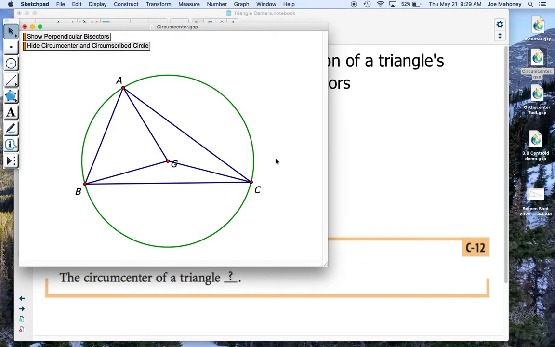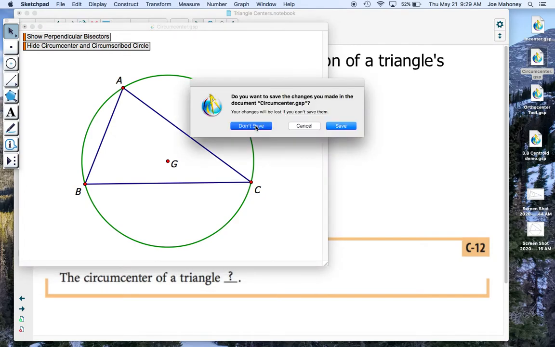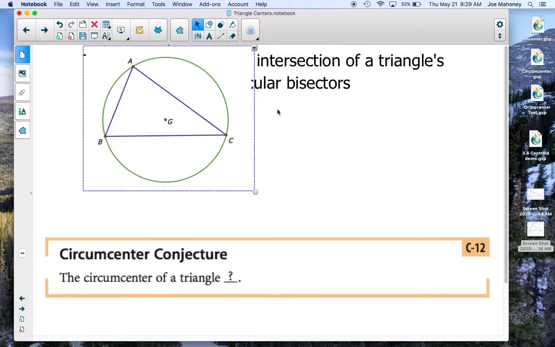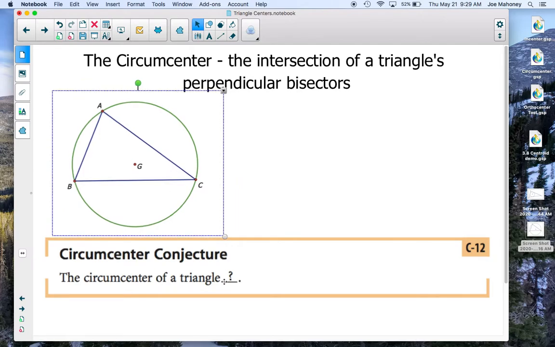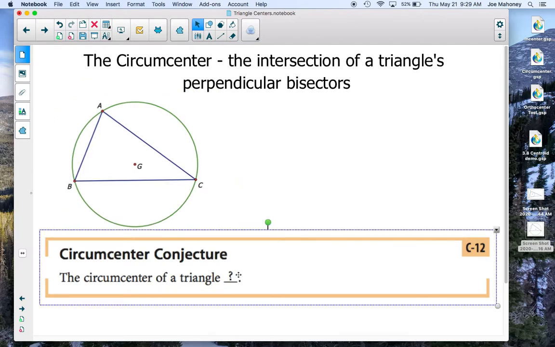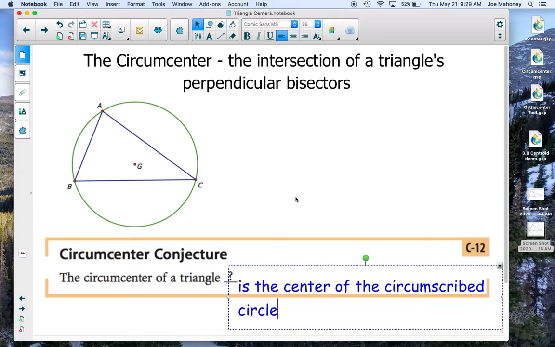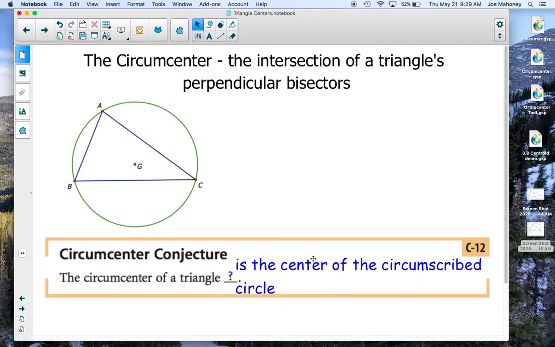Pretty cool there. Let me close that out. We want to take a picture of that too. First we'll delete those radii. Let's take a nice picture. Boom. Okay, we don't want to save it. We'll drag this picture in there. It's way too big, so we'll make it small. There we go. And again, the circumcenter of a triangle is the center of the circumscribed circle. Pretty neat stuff.